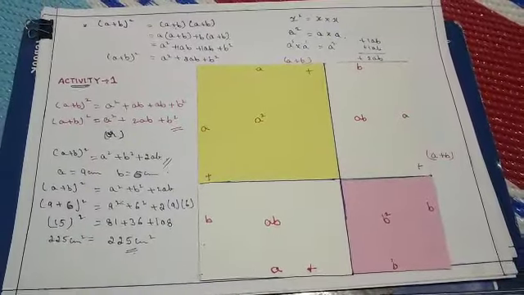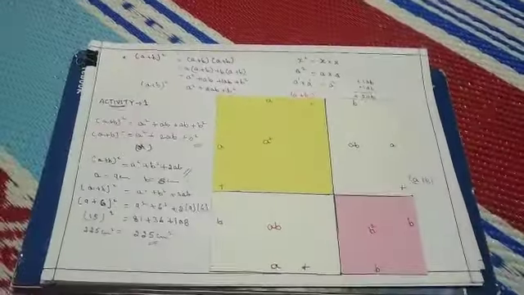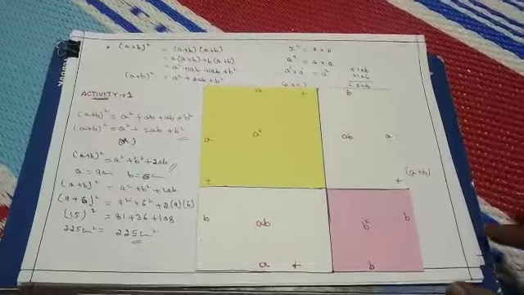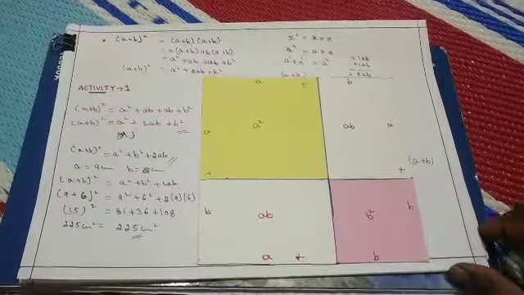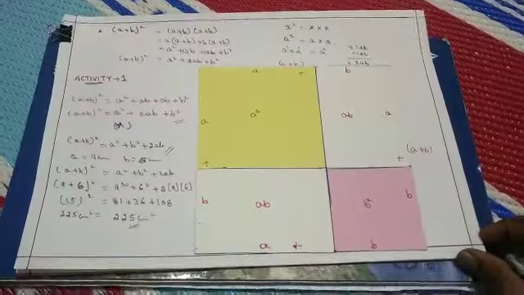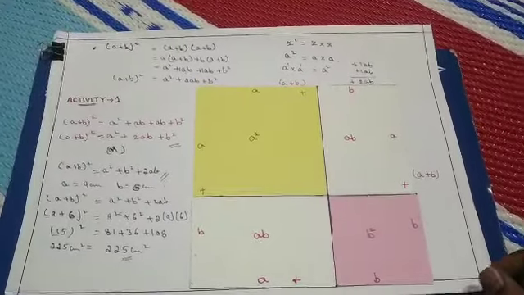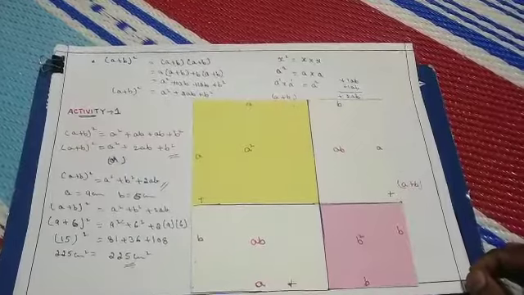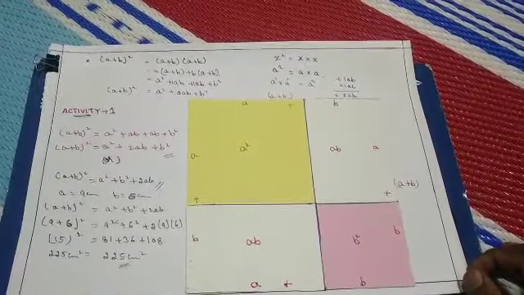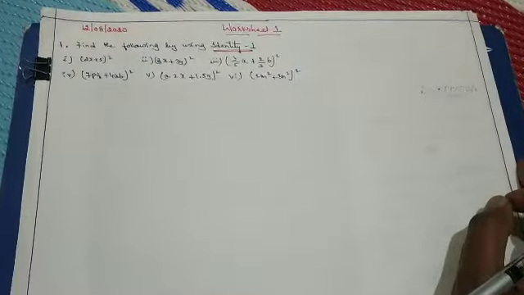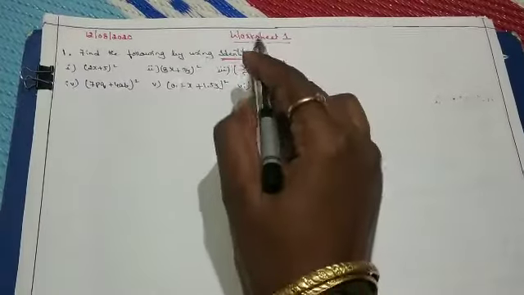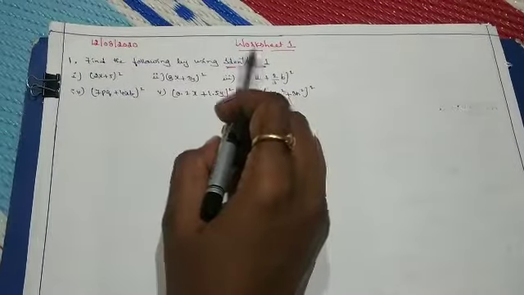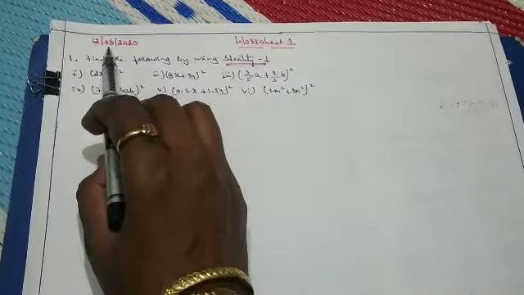Now let us solve the worksheet. And children, this activity you have to make in your classwork using color papers, and whatever the introduction part is, all of it should be taken down in the classwork. Now we'll move towards worksheet 1. While you are writing worksheet 1, please mention the date also, children.